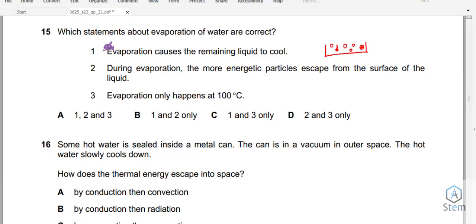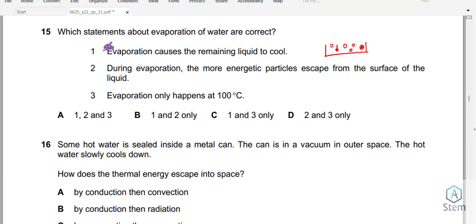Number 2, during evaporation, the more energetic particles escape from the surface of the liquid. Again, that is true. The particles which have more heat energy, the particles which are at higher temperatures, are more energetic than the particles which have less heat energy. So the energetic particles can break free from the liquid. Number 2 is correct. Number 3, evaporation only happens at 100 degrees Celsius.